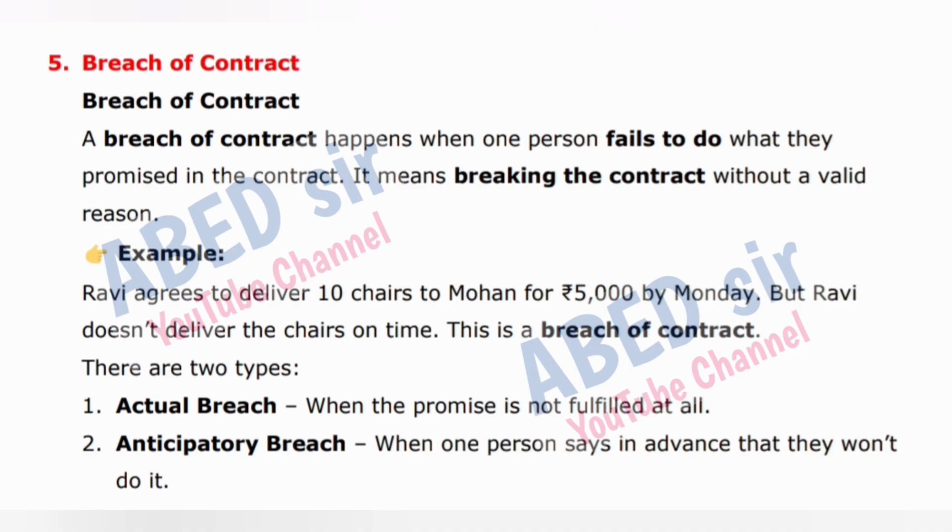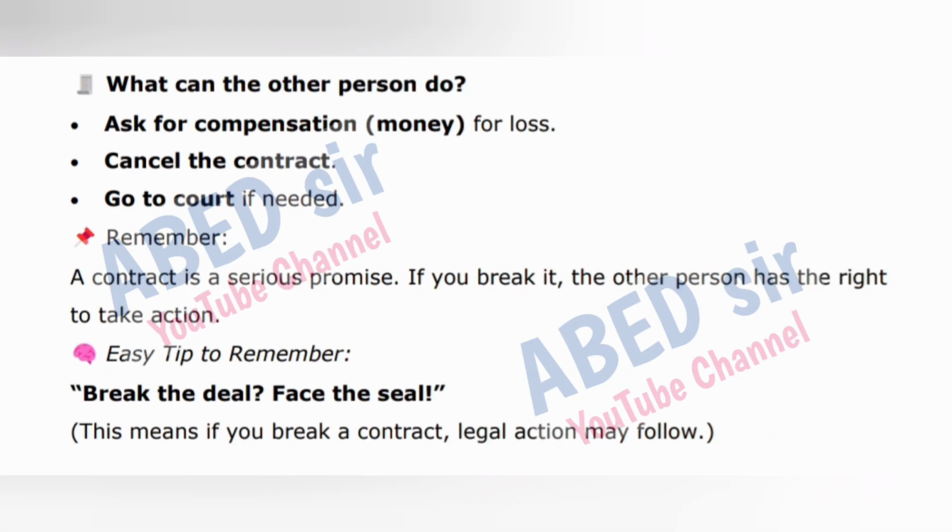There are two types. 1. Actual breach, when the promise is not fulfilled at all. 2. Anticipatory breach, when one person says in advance that they won't do it. What can the other person do? Ask for compensation, money, for loss. Cancel the contract. Go to court if needed.